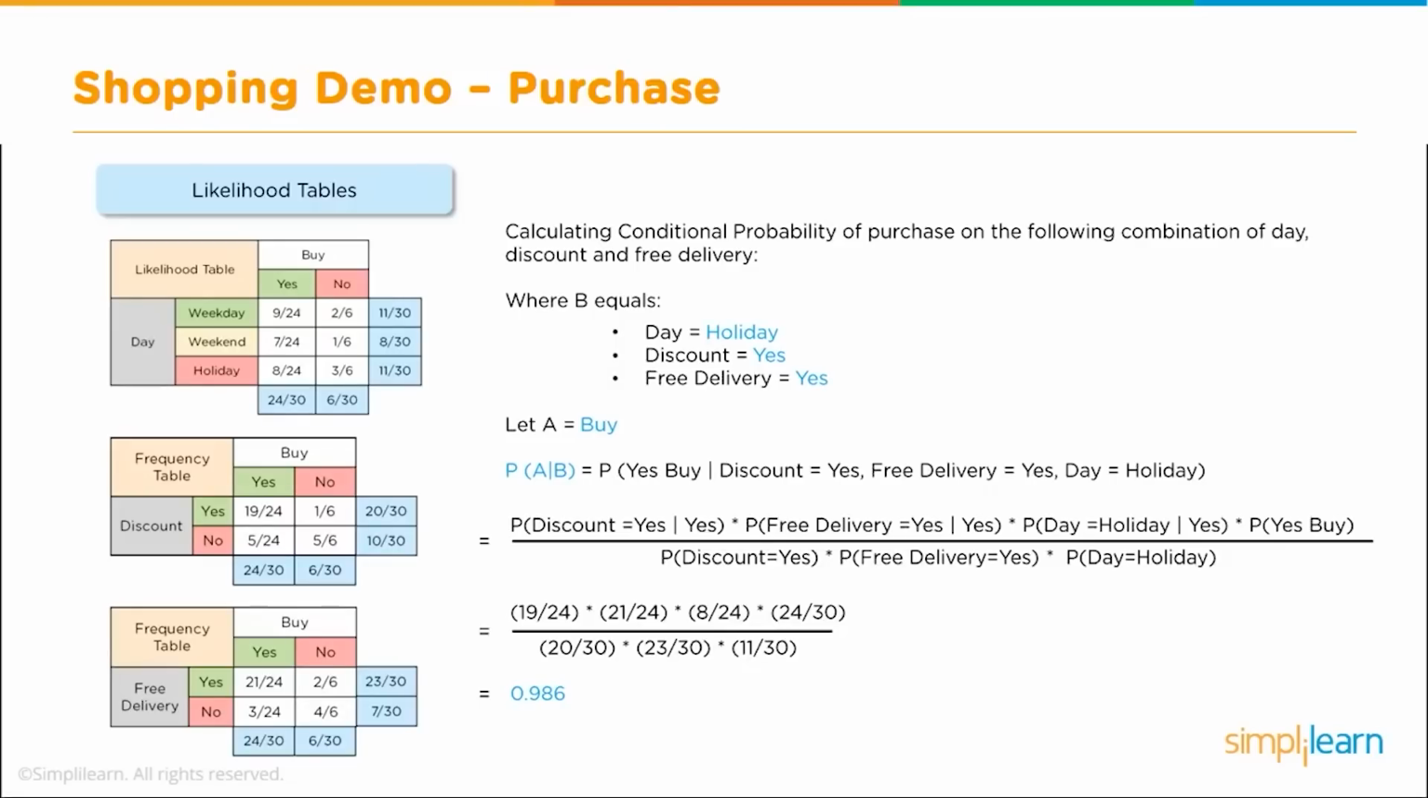the full probability of there being a discount, the full probability of being a free delivery, and the full probability of there being a day equal holiday. And that's where we get this 19 over 24 times 21 over 24 times 8 over 24 times the P of A, 24 over 30, divided by the probability of the discount, the free delivery times the day, or 20 over 30, 23 over 30 times 11 over 30, and that gives us our 0.986.